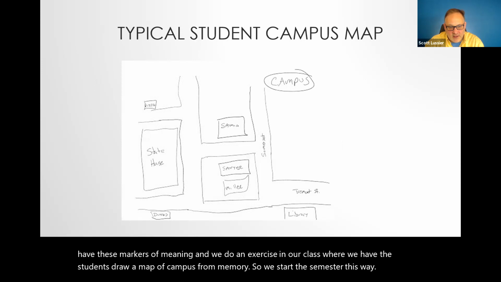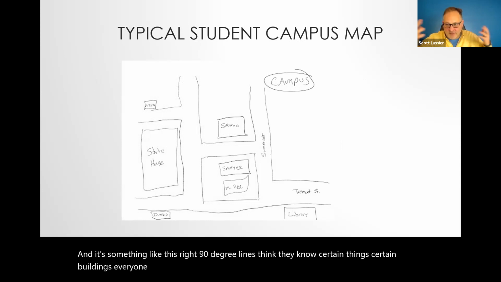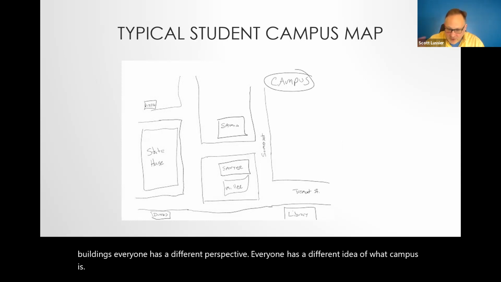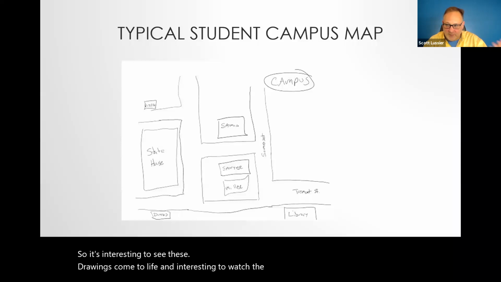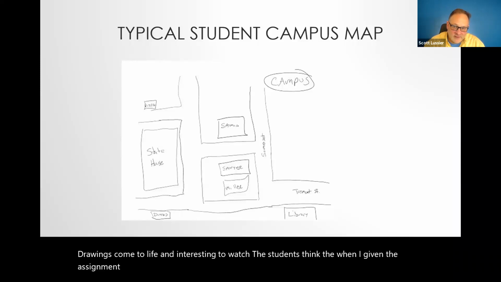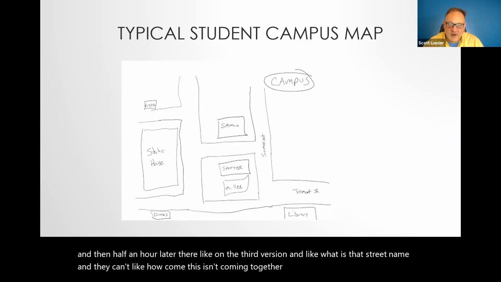And it's something like this, right? 90-degree lines. They know certain things, certain buildings. Everyone has a different perspective. Everyone has a different idea of what campus is. So it's interesting to see these drawings come to life, and interesting to watch the students think. When I give them the assignment, they kind of roll their eyes and say, "Oh God, this is so easy. Come on, give me a break." And then half an hour later, they're on their third version, and like, "What is that street name?" And they're like, "How come this isn't coming together?" And I'm like, "Yeah, it's difficult, right?"